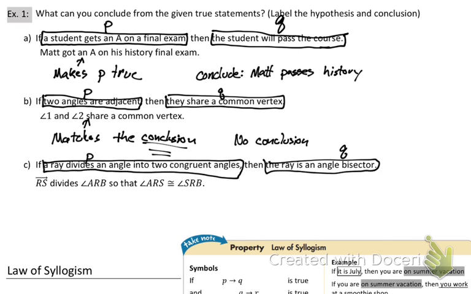Is that our hypothesis? So our hypothesis says if a ray divides an angle into two congruent angles. Does RS divide an angle into two congruent angles? Yeah, it actually says it. It says RS divides an angle into two congruent angles. It tells you the two congruent angles. So this proves the hypothesis true, right? So this would match the hypothesis. Matching the hypothesis says we can use the law of detachment to say then the final thing is true. So this actually matches our hypothesis.